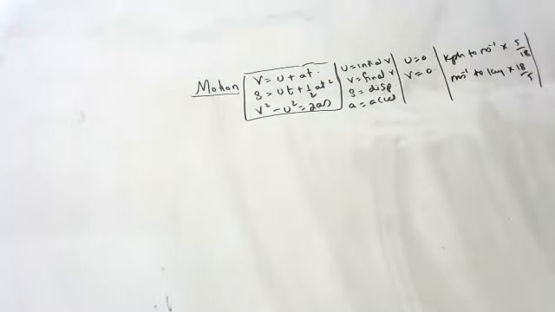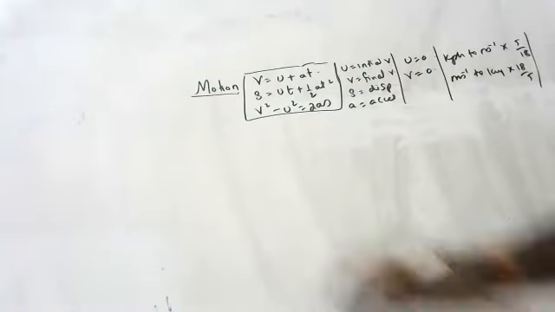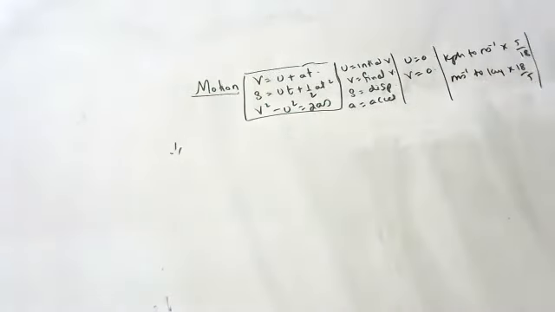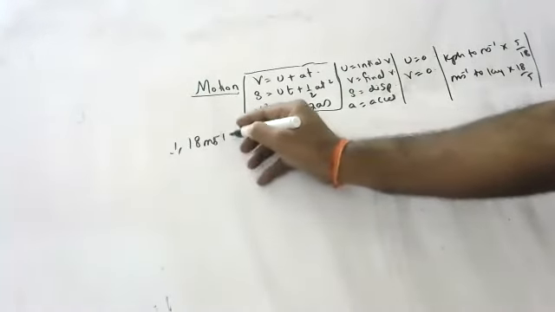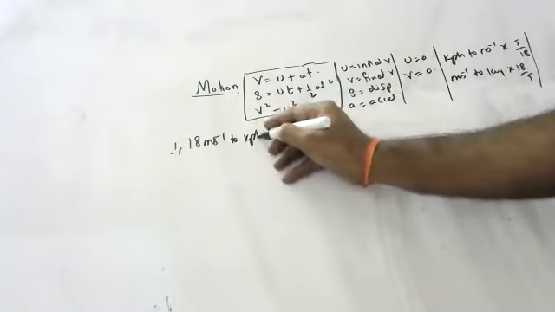That's all, children. If you can remember this, you can do any numerical in this lesson. Today I'm going to discuss some 20-30 numericals, children, all of the kind of operation. The first numerical: convert 18 meters per second to kmph.